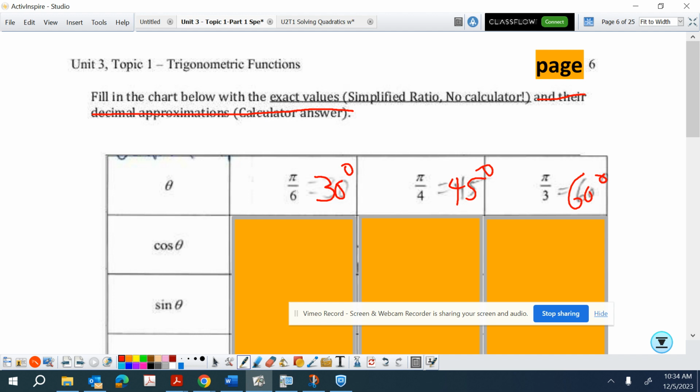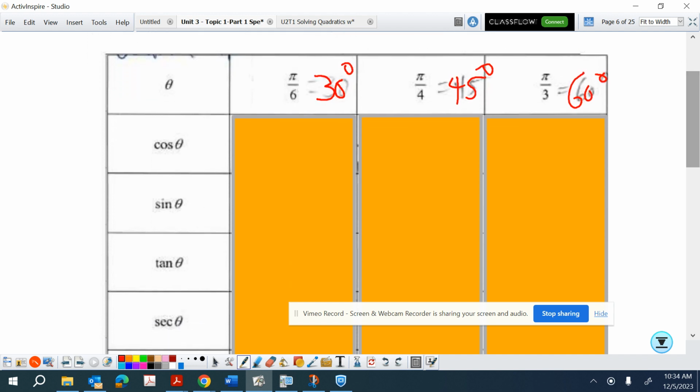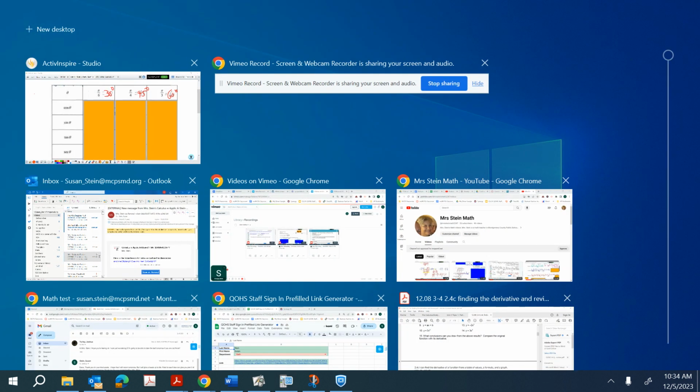So pi over 6 is the same as 30 degrees. Pi over 4 is the same as 45 degrees. Pi over 3 is the same as 60 degrees. So I'm going to need 2 special right triangles to come up with the exact ratios. This is similar to page 4. So here is my one right triangle.